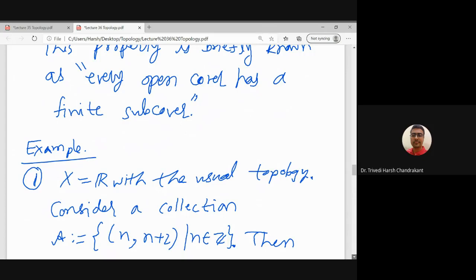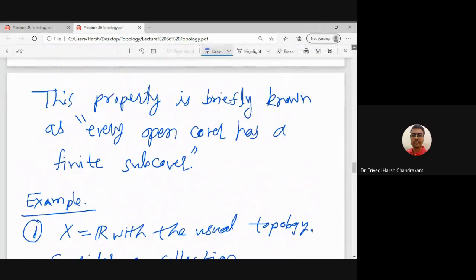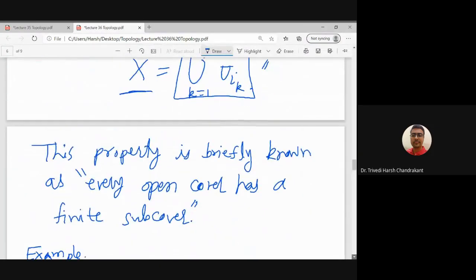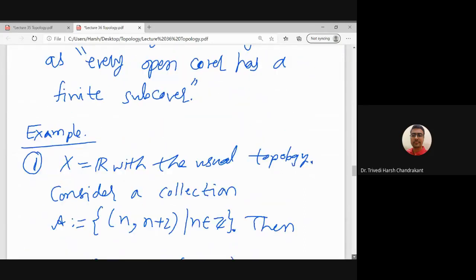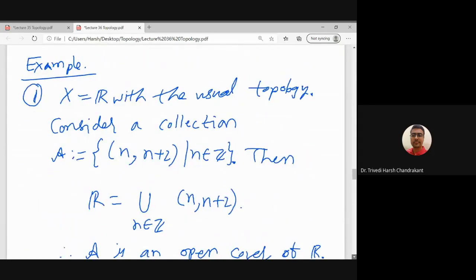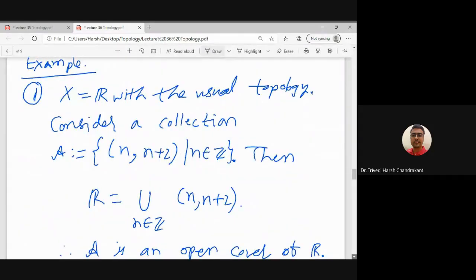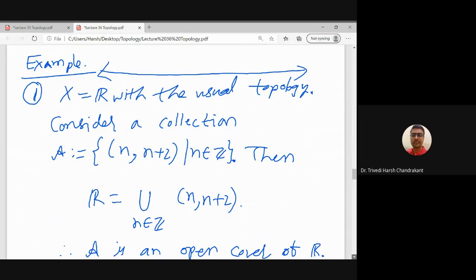So consider the collection of open intervals (n, n plus 2). Let us see whether R is the union of all these intervals or not. If I take n equal to 1, I will get the interval 1 to 1 plus 2, that is 1 to 3. So the first interval is (1, 3).